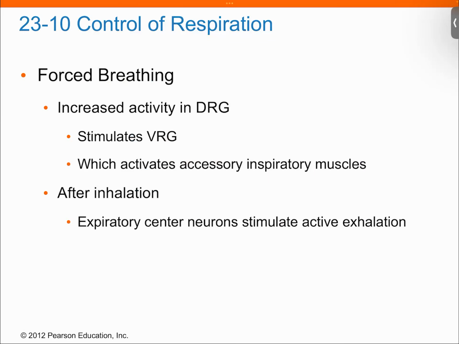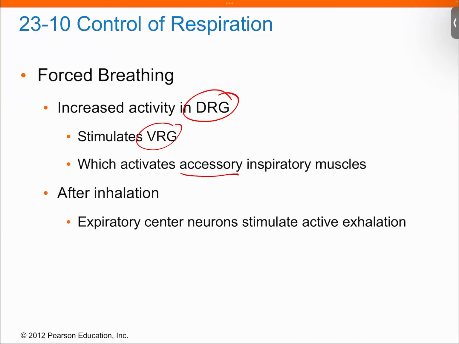Now in forced breathing, basically what happens is you have increased DRG, which also stimulates the VRG to kick in. So it basically calls for backup. And so it recruits not just the diaphragm, but accessory inspiratory muscles, right? We talked about those, didn't we? We talked about the scalenes, the sternocleidomastoids, pretty much everybody who's involved in opening up your rib cage to allow for the expansion of your lungs. So all these guys get recruited in there as well.